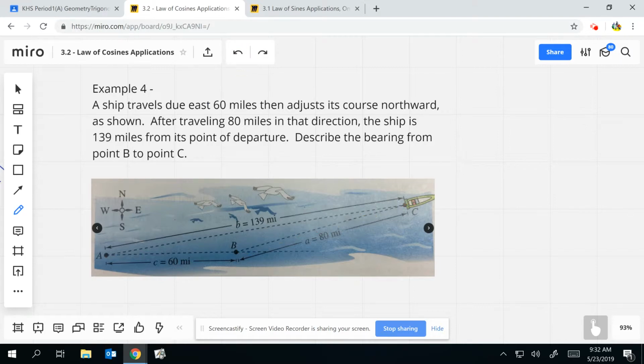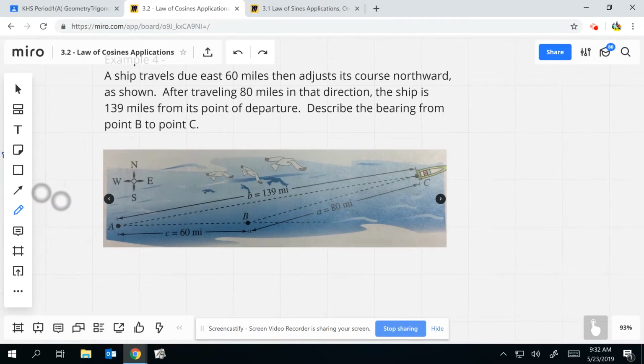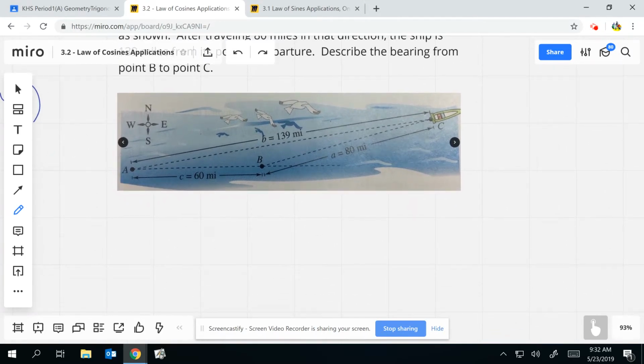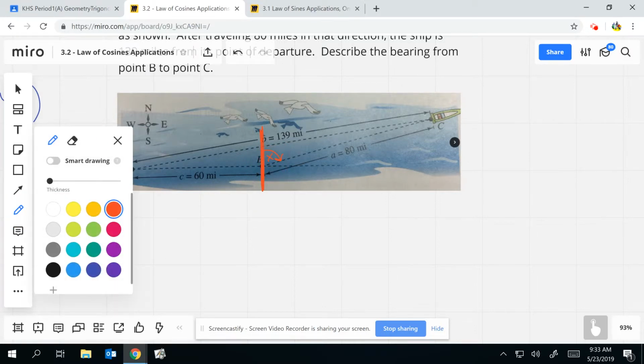So in other words, they have gone 60, they've gone 80, and then their GPS is telling them that they're exactly 139 miles away from home. Okay, so that's that third side. So you actually have all 3 sides. What they want to know is what is the bearing from point B to C? So if you made a north-south line right here, what is this bearing is what they're asking for. I'll put an X in there because that's what they're asking you to find.